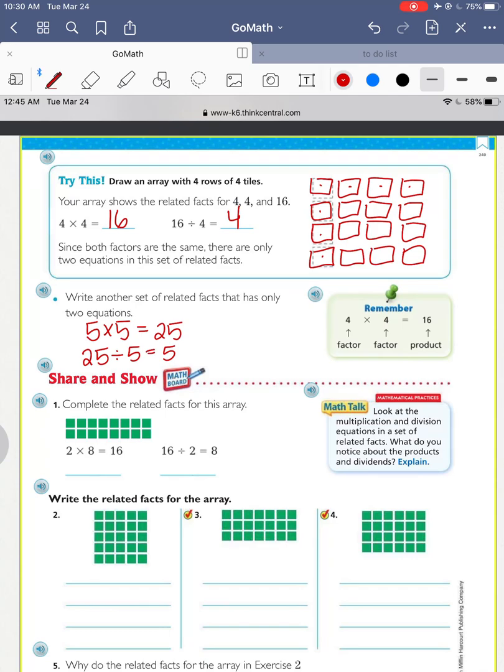Now complete the related facts for this array. 2 times 8 is 16, so that would be 2 rows of 8, and let's flip-flop it. So 8 rows of 2 is still going to give us the same answer. So 16 divided by 2, so split into 2 rows, is 8. So if we take 16 and split it into 8 rows, each row is going to have 2.